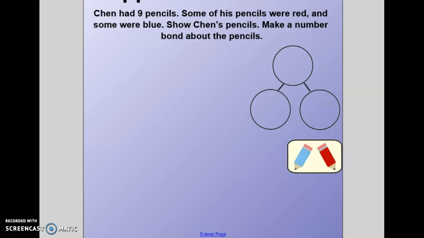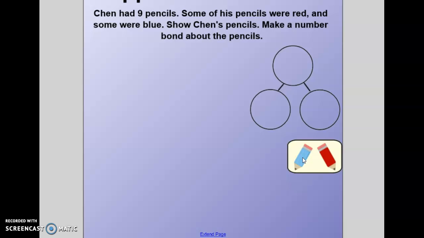All right, so here's our first problem. We're just going to create a number bond for this one, but for the other problems, we're going to create some number sentences, okay? So let's get started. It says Chen had 9 pencils. Some of his pencils were red and some of his pencils were blue. Show Chen's pencils. So here's the thing. We're not given exact numbers, right? We just know there are 9 altogether.